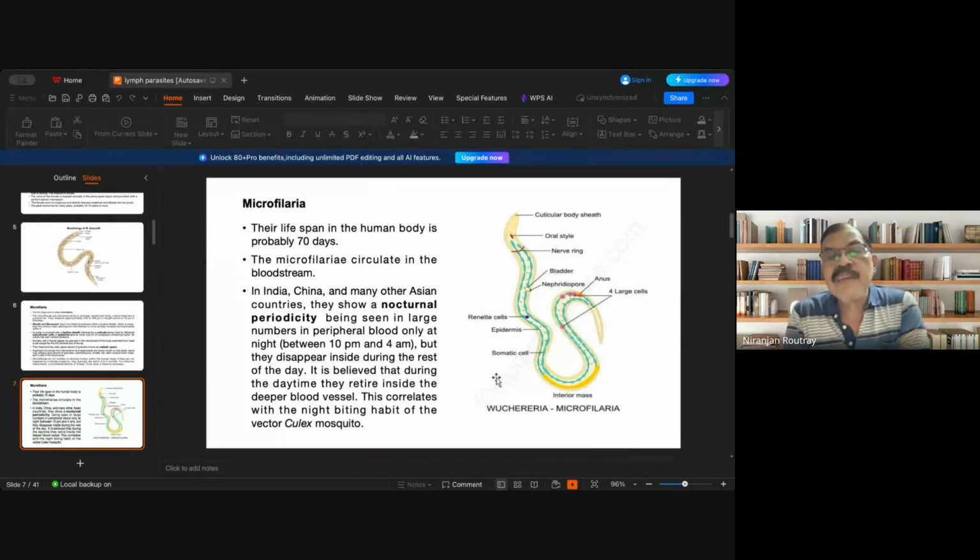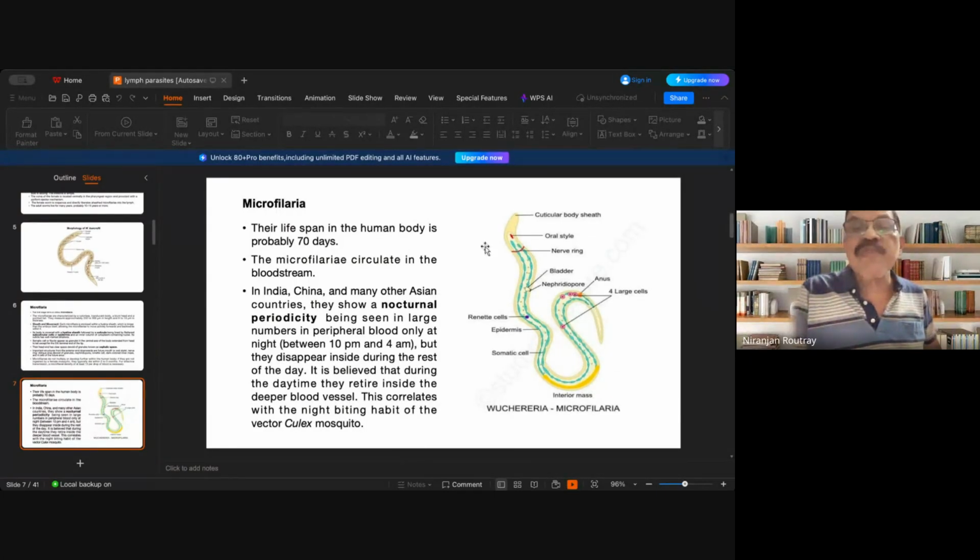So they disappear inside during the rest of the day. Inside means deep blood vessels. It is believed that during the daytime they retire inside the deeper blood vessels. This behavior correlates with the night biting habit of the vector mosquito. Culex mosquito, almost all mosquitoes, have the biting habit during the night hours, and this behavior, that is nocturnal periodicity, renders them a greater chance to be taken up by the female Culex mosquito.